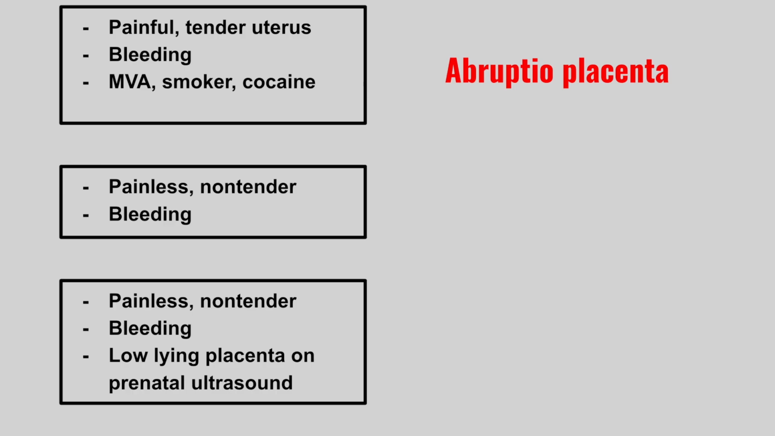Next, we have a painless, non-tender uterus. And there's also bleeding in this one as well. So this is placenta accreta. Next, we're going to have a painless, non-tender uterus, bleeding as well. But this time we see a low-lying placenta on prenatal ultrasound.